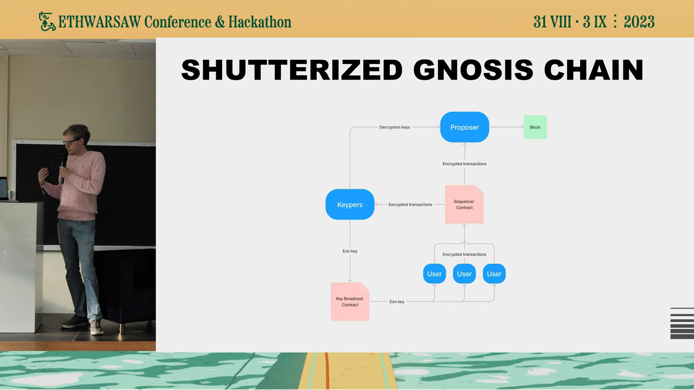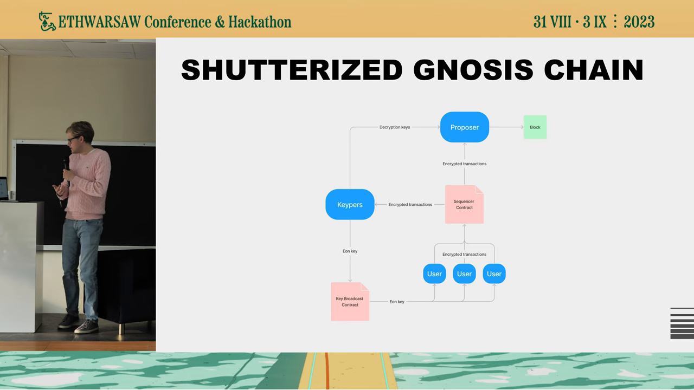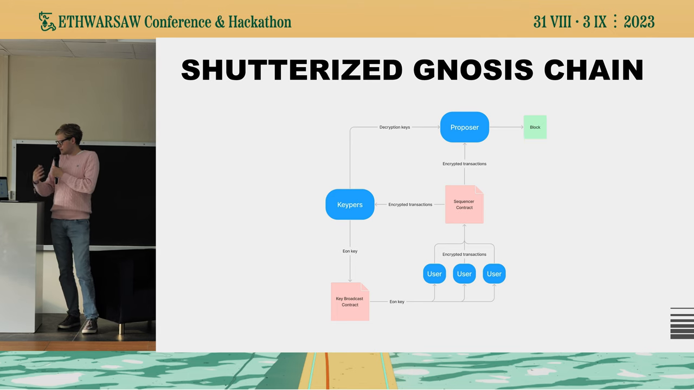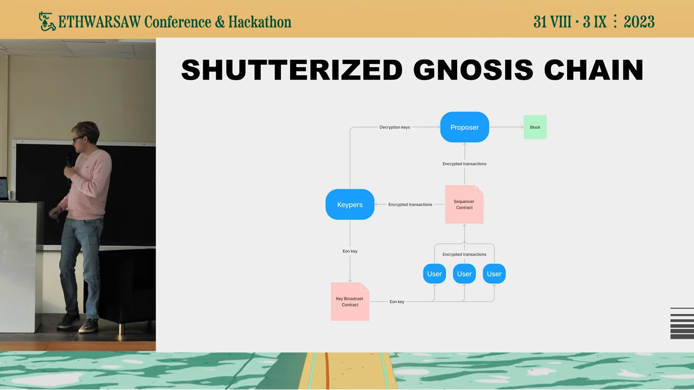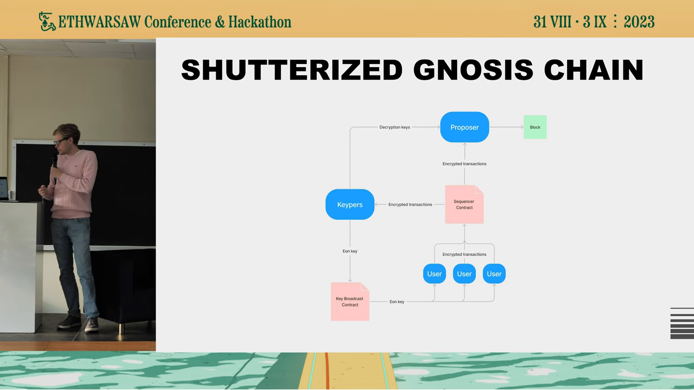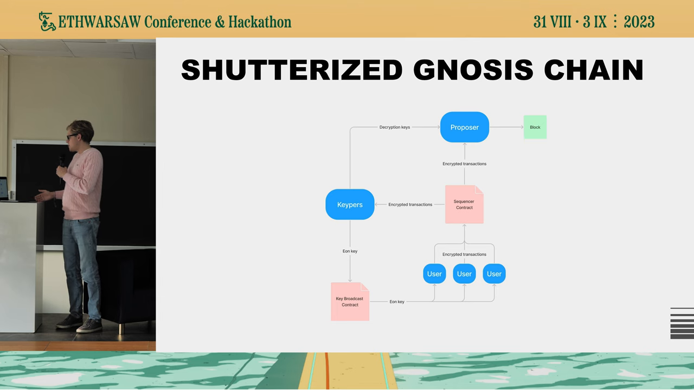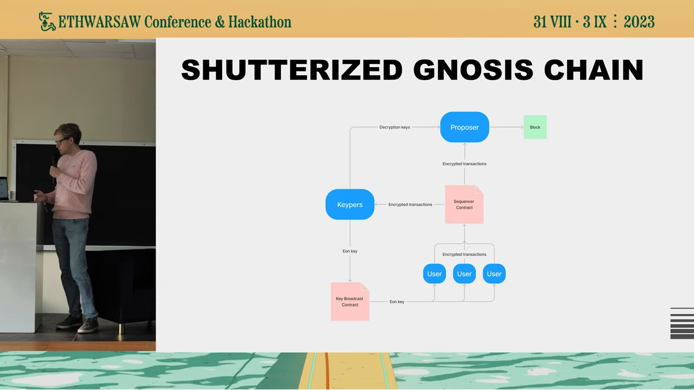Roughly explaining how it works: the keepers first generate this Eon key, which is broadcast and passed on to the key broadcast contract. The users use this key to derive individual transaction encryption keys, which they use to encrypt every single transaction in our current design. They pass these encrypted transactions to the sequencer contract. That's where they are deposited.